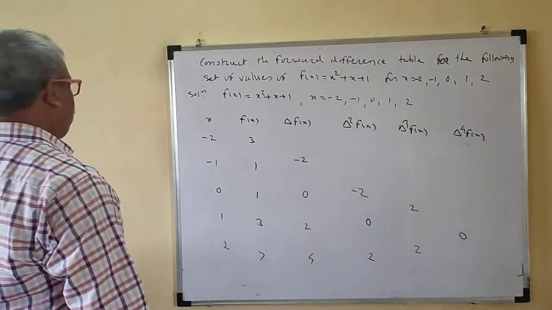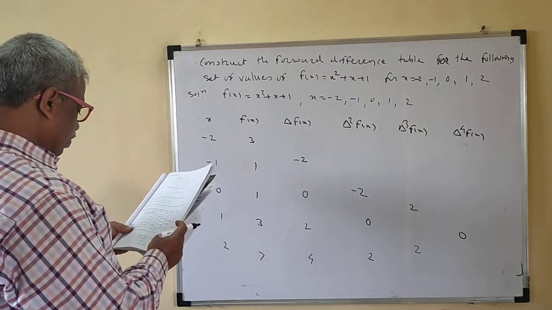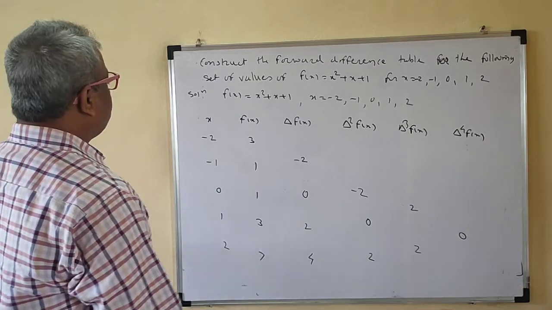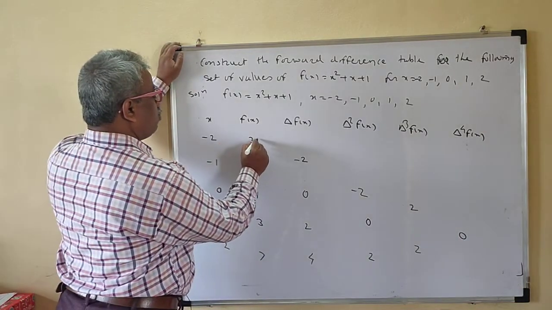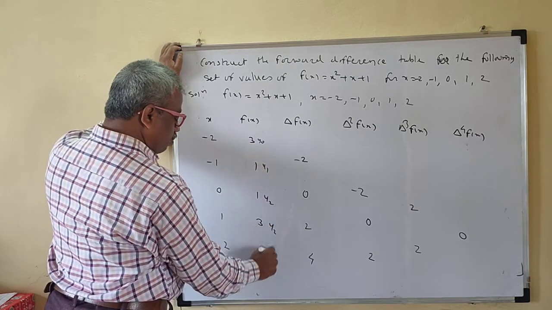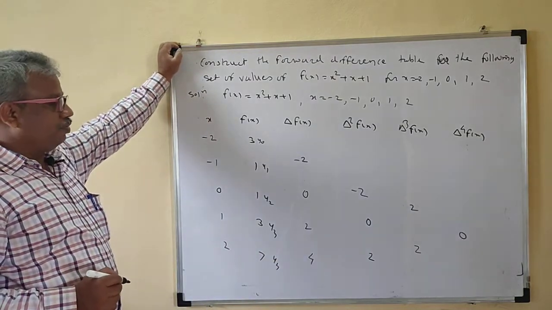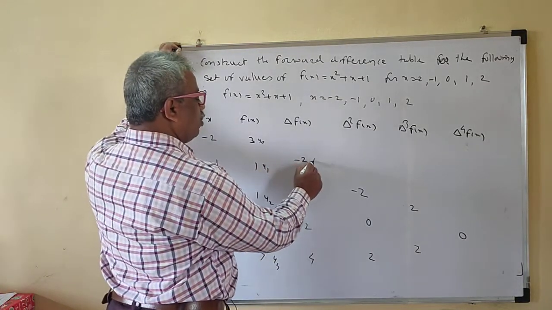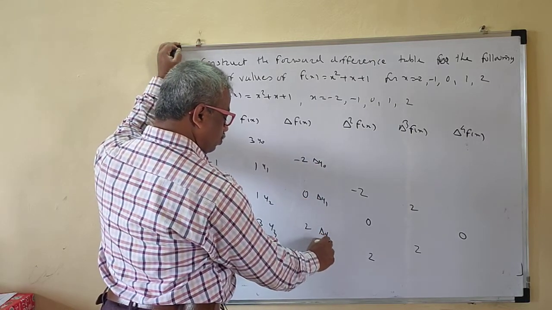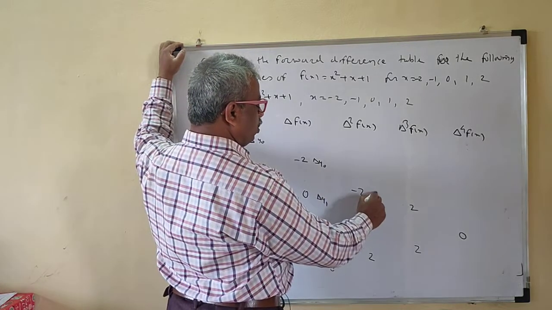So this is the difference table now. The question is: prepare the difference table. We have just prepared the difference table. And from the difference table, this is your y0, this is your y1, this is your y2, this is your y3, this is your y4. So now this is your del y0, this is your del y1, this is your del y2, this is your del y3. This is your del square y0.